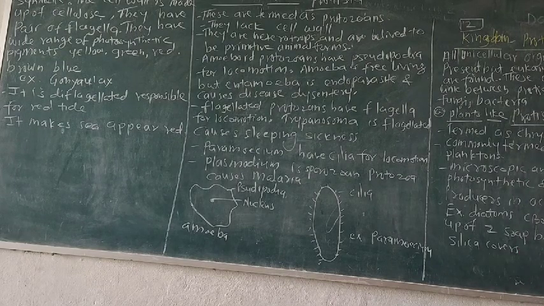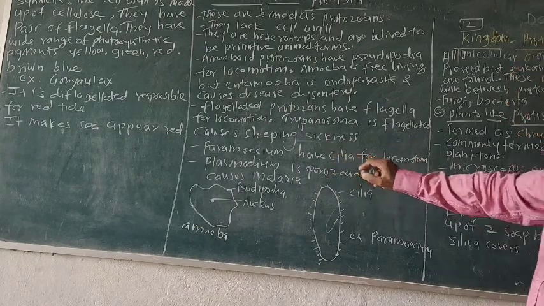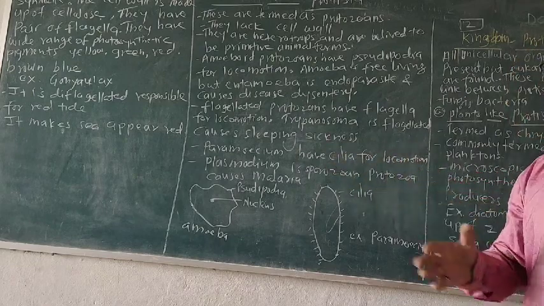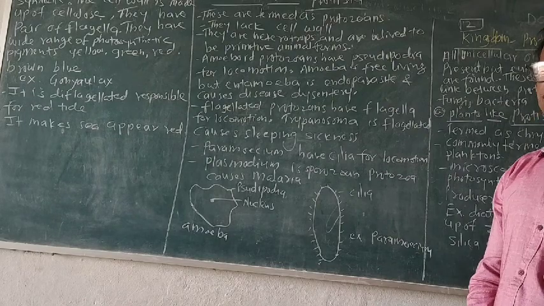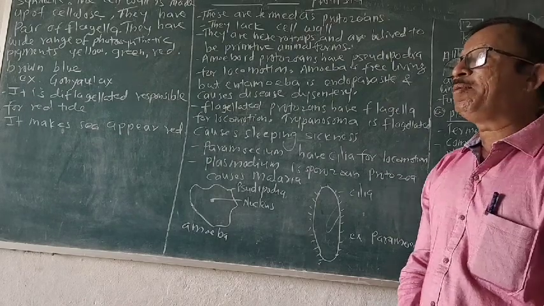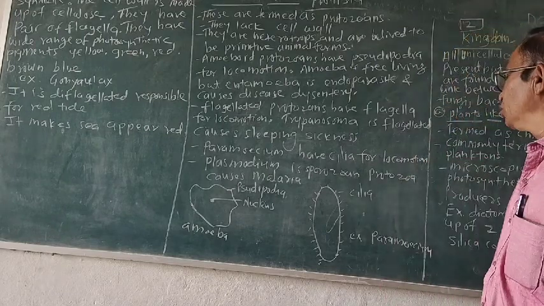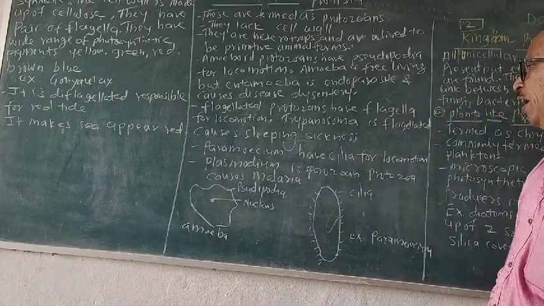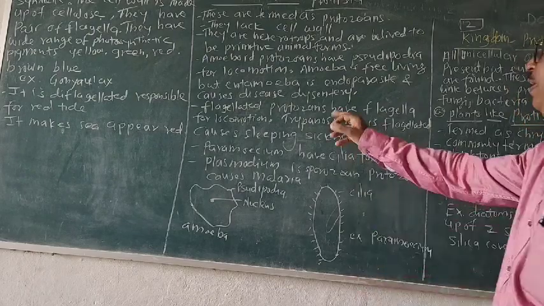Now here the paramecium has cilia for locomotion, and Plasmodium, we know that there is a disease called malaria. This Plasmodium vivax or Plasmodium species brings fever, chills and fever. It is a sporozoan protozoan that causes malaria. So here we get the variation.